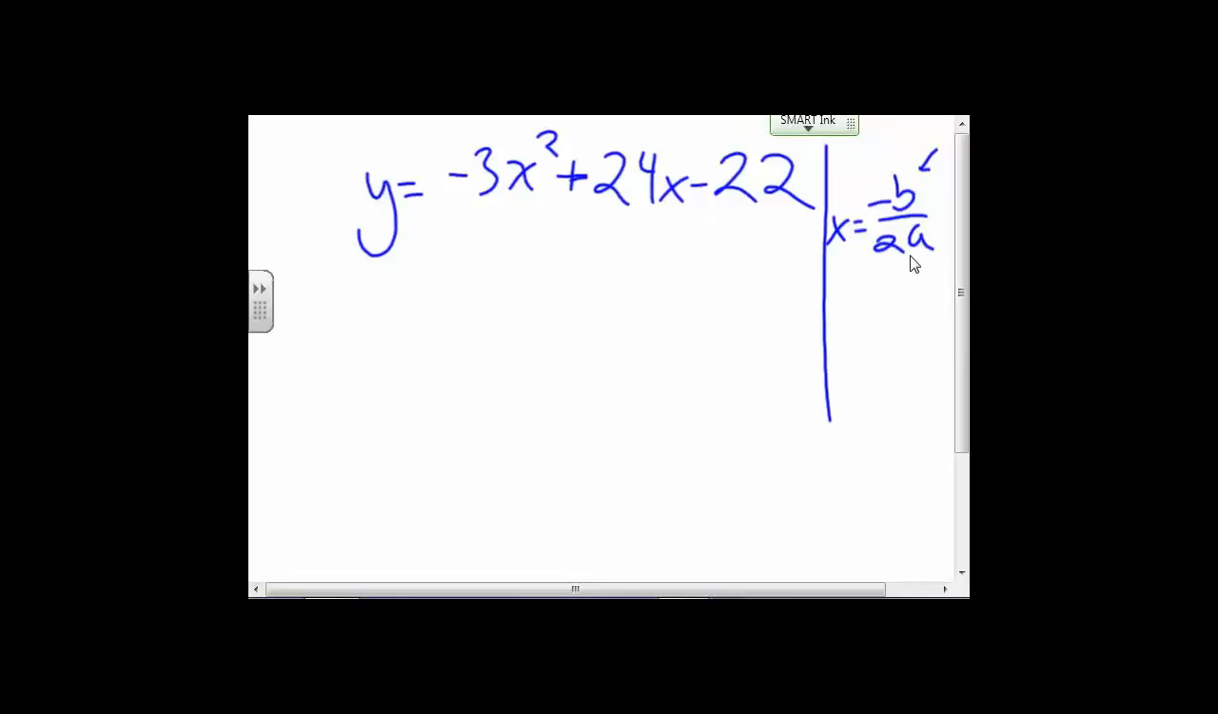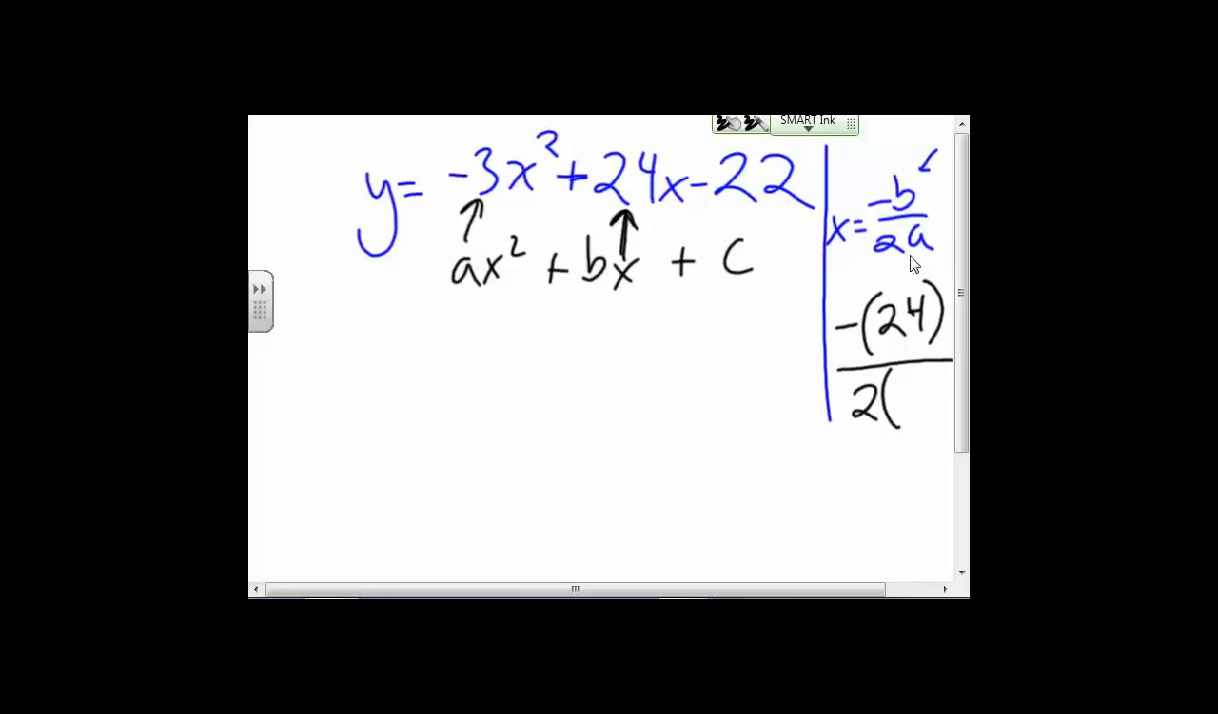The b is 24, because if you remember, it follows the pattern of ax squared plus bx plus c. So here is my a, and here is my b. Great, so I'm going to do negative of 24, and help me out a little more. What else do I have? Over 2 times negative 3. Great. And what is 2 times negative 3 here? Negative 6. So now I'm going to have a negative 24 over negative 6.